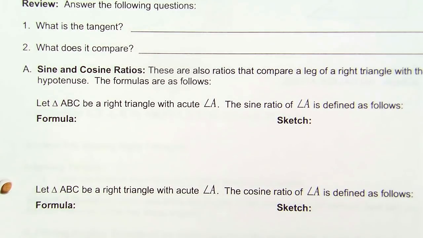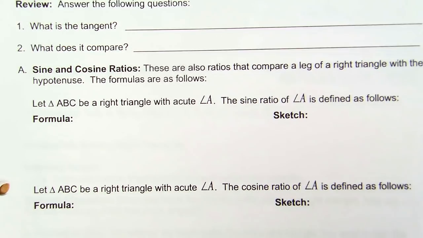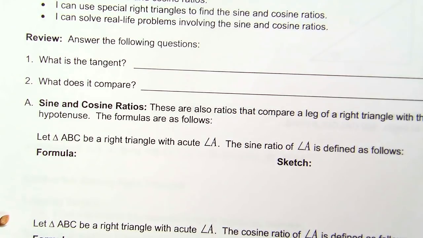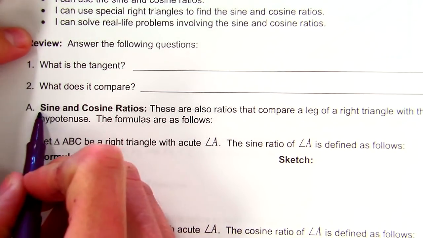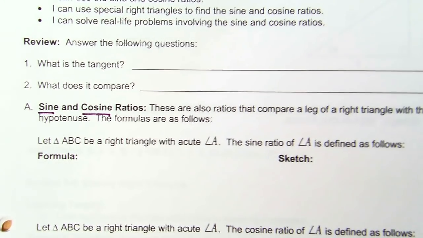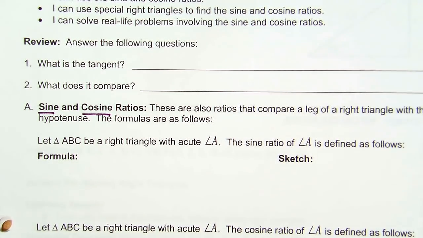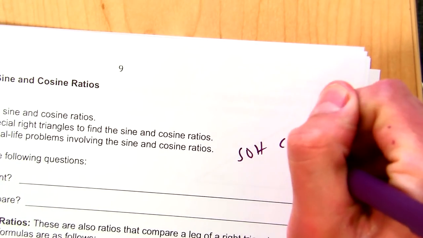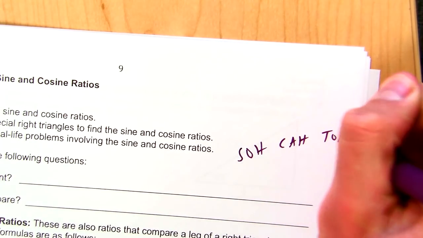So we discussed the first trigonometric ratio of tangent, and remember that tangent is just a comparison or a ratio between the opposite side over the adjacent side in a right triangle. There are two more ratios that we're going to look at, and those are right here. One is the sine ratio, and the other is the cosine ratio. And once again, I'm going to refer back to this acronym that we talked about earlier, SOHCAHTOA.